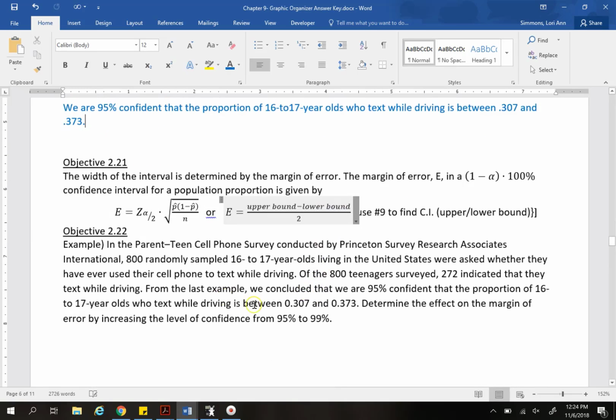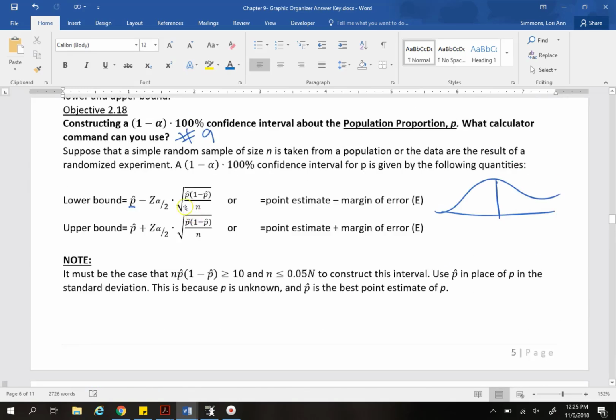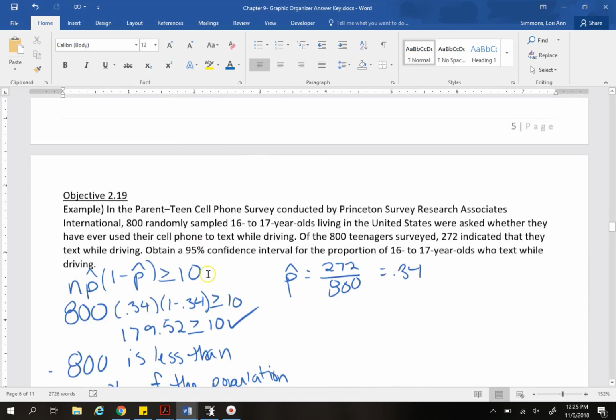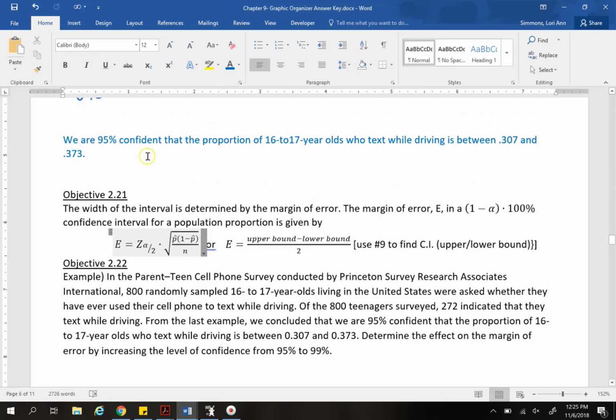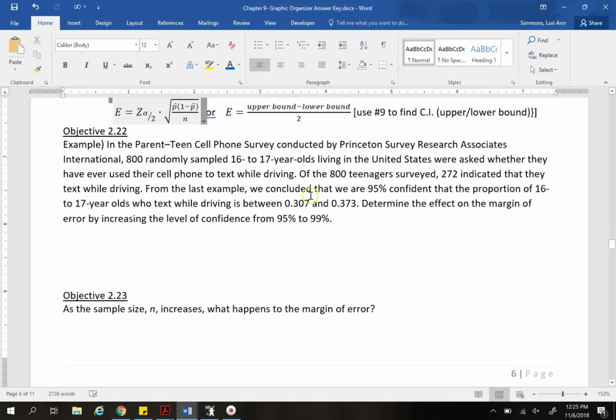The width of the interval is determined by the margin of error. The margin of error, E, in a 1 minus alpha times 100% confidence interval for population proportion is given by E equaling this chunk, so it's just the last half. Or you can take the upper bound minus the lower bound, divide by 2. You can find the upper and lower by using number 9 that we just learned. So we found the upper and lower.